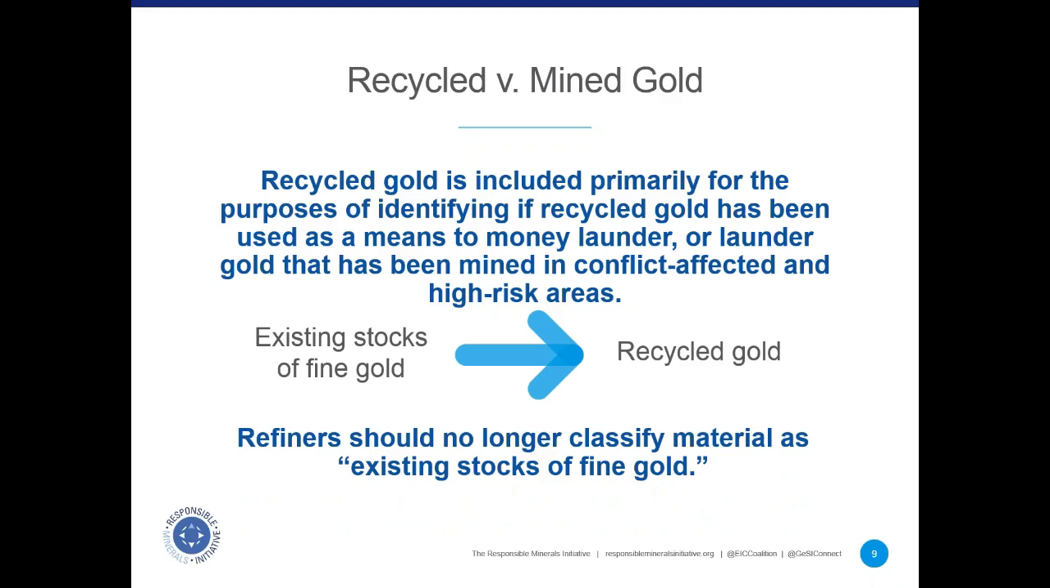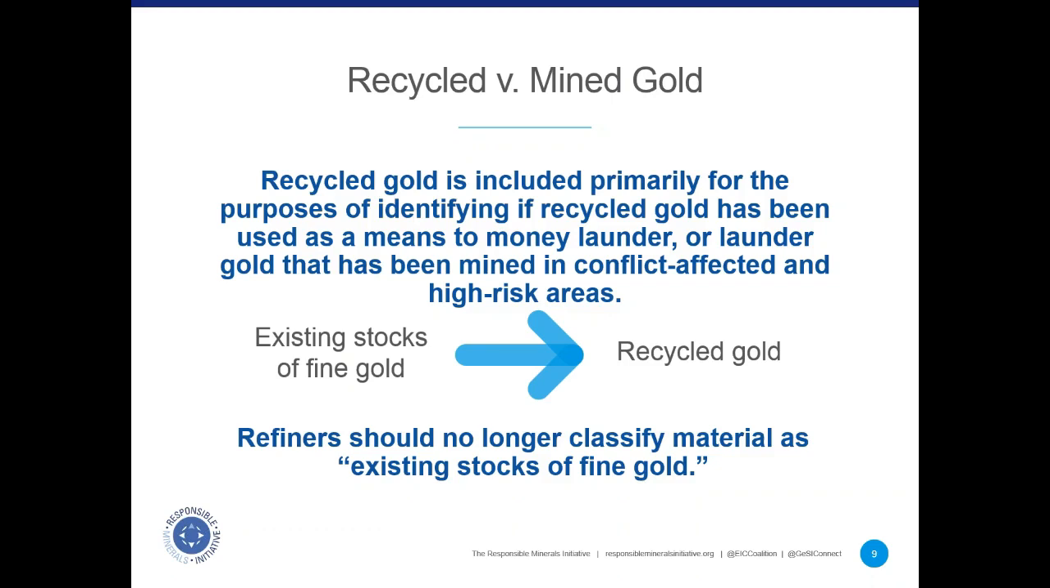The OECD guidance includes recycled gold primarily for the purposes of identifying if the recycled gold has been used as a means to money launder or to launder gold that has been mined in conflict-affected and high-risk areas in order to hide its origin. Therefore, the scrutiny on all recycled materials should be high. Auditors should request strong evidence that gold is secondary and not primary.